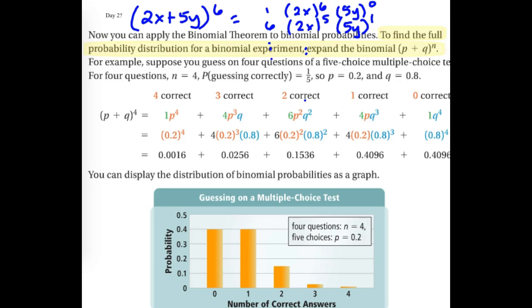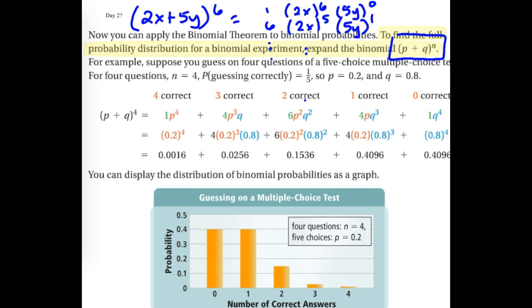We are using that expanding idea to help us find probabilities. So it says now you can apply that binomial theorem to binomial probabilities. To find the full probability distribution for a binomial experiment, you are going to expand this. Do you guys remember from yesterday what P and Q stood for? P was the probability of success, Q was the probability of failure, and it has to add up to 1. So P plus Q has to be 1.